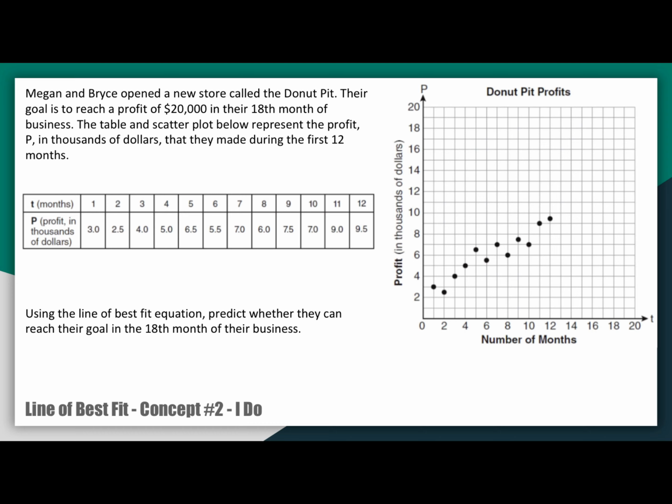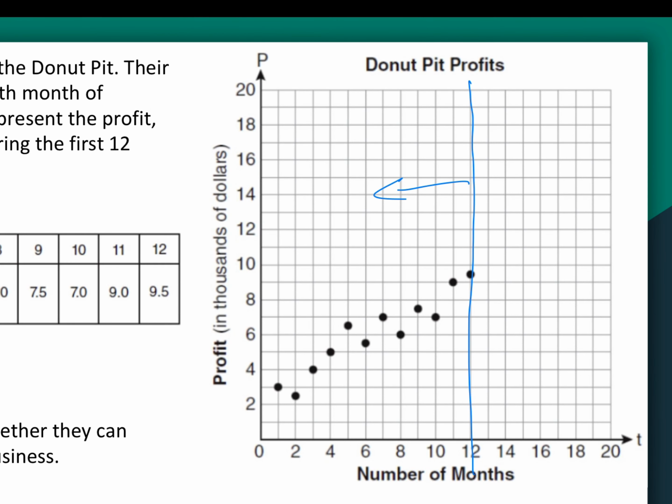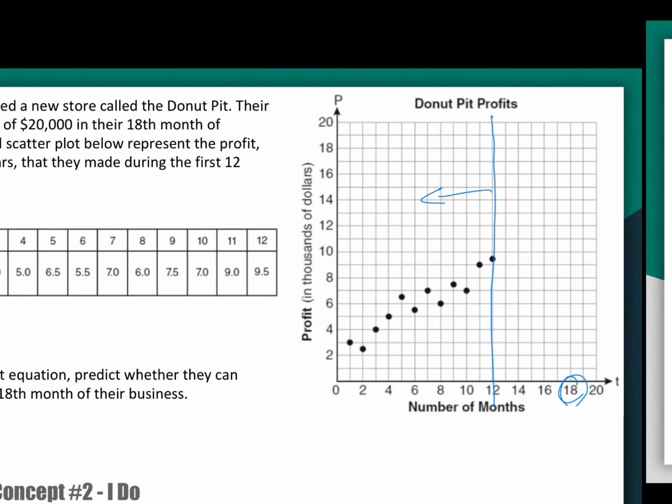Okay, we can see we have all this data up to 12 months, everything to the left, but we want to know at this 18th month. Now, of course, this is a prediction, right? If we use a line of best fit and we go, boom, it's this much at 18 months, that doesn't mean we'll actually sell that much at 18 months. We need to see what happens in reality, but we can make a prediction, and based off that prediction, make certain decisions with our business.